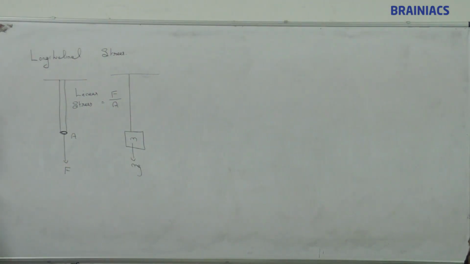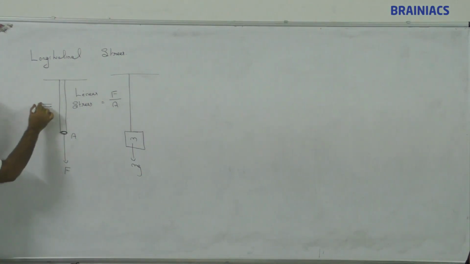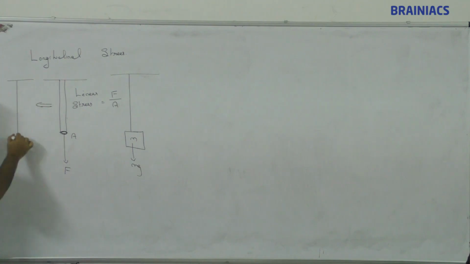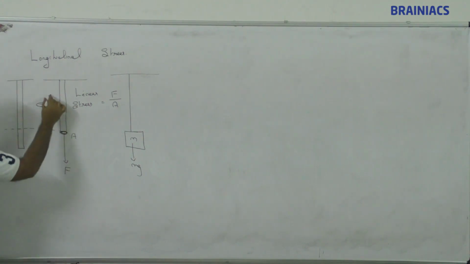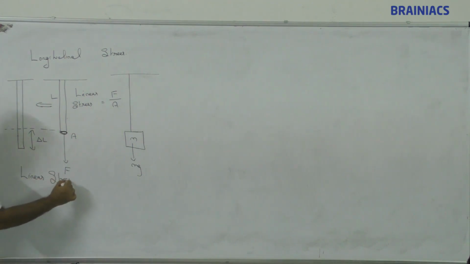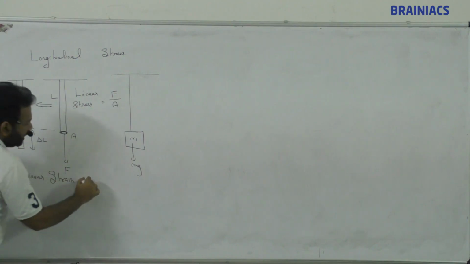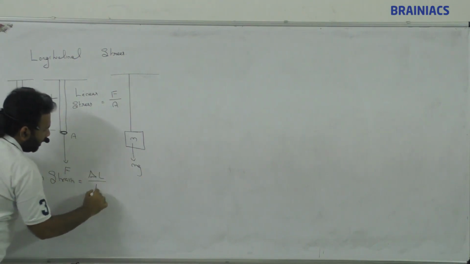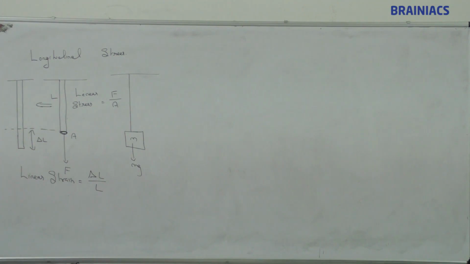Correct? When we do this, what will happen? There is an elongation in the length. If this is the original length L, and this is the changed length delta L, then linear strain is equal to change in length divided by original length. Clear?